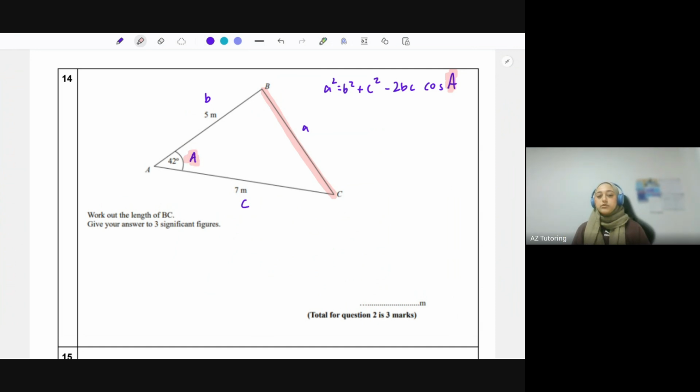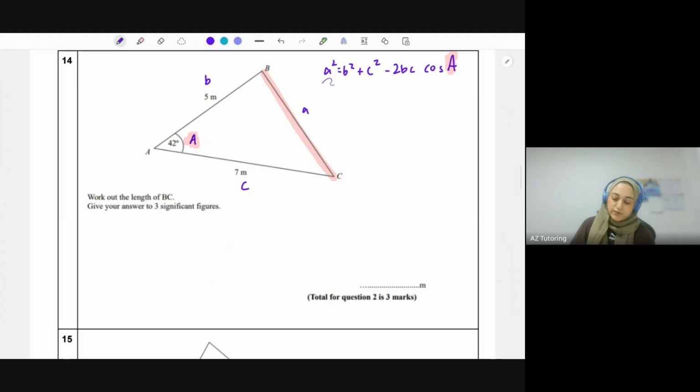So if that's angle A, opposite is length A, and the other ones are just B and C. It doesn't matter which one's B or C in this case. Now we're just plugging everything straight into this equation. We've got A squared. I don't know what A is. That's what I'm trying to find. That's my answer.